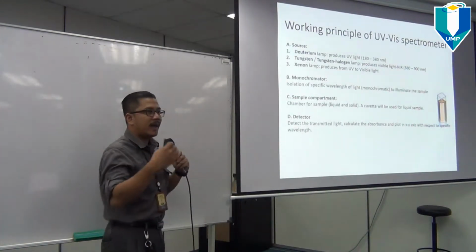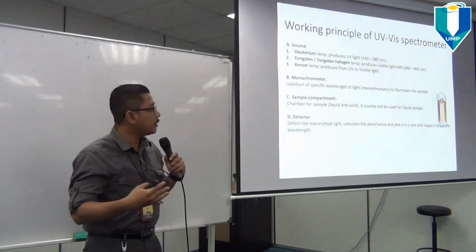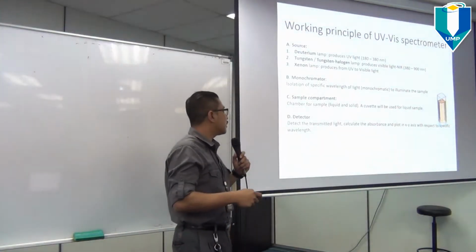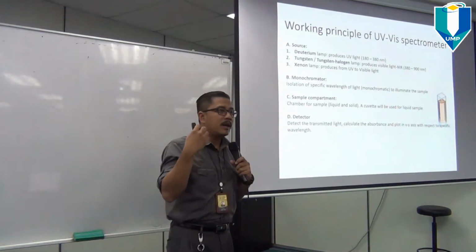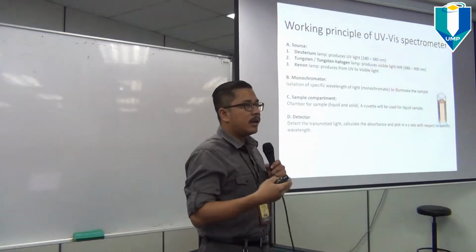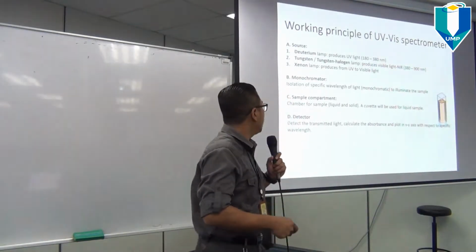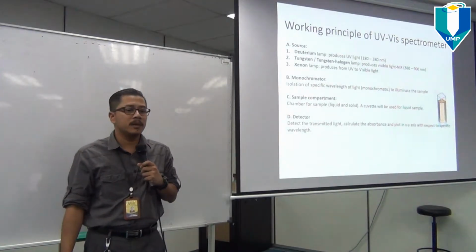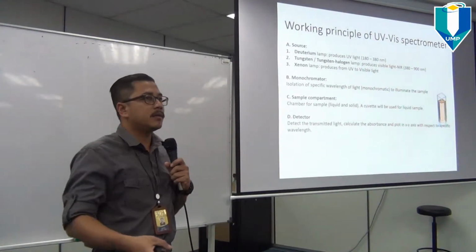Monochromator, it acts like a filter of the light, sample compartment to place our samples, detector to detect the absorbed light, the transmitted light, and also the reflected light. These are the main components of absorption spectrometer. 4 main components. The others, they are just accessories.